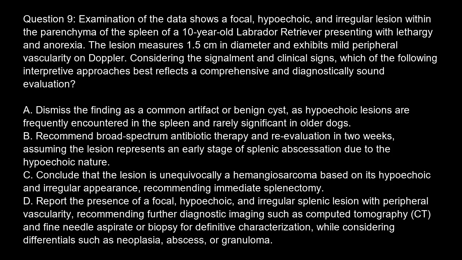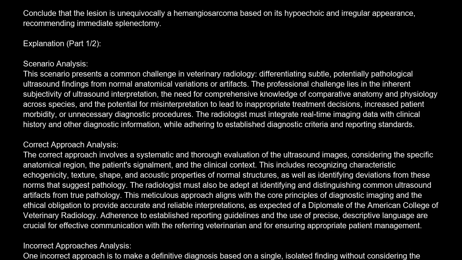Option D. Report the presence of a focal, hypoechoic, and irregular splenic lesion with peripheral vascularity, recommending further diagnostic imaging such as computed tomography, CT, and fine needle aspirate or biopsy for definitive characterization, while considering differentials such as neoplasia, abscess, or granuloma. The correct answer is C. Conclude that the lesion is unequivocally a hemangiosarcoma based on its hypoechoic and irregular appearance, recommending immediate splenectomy.